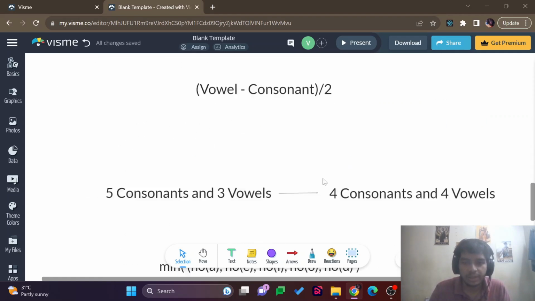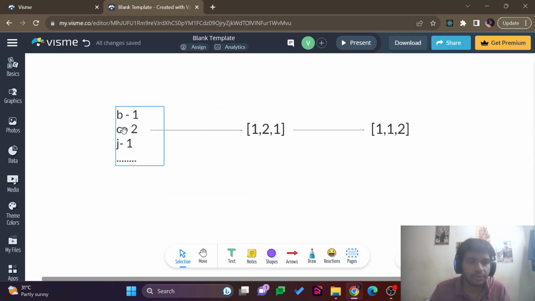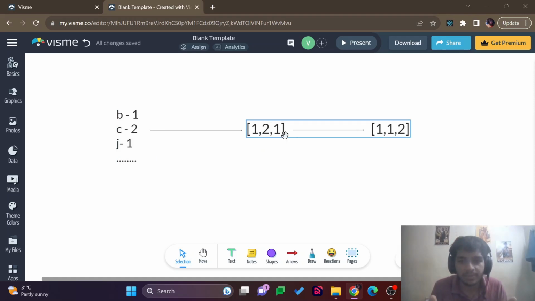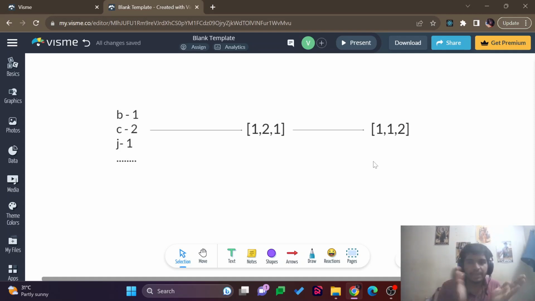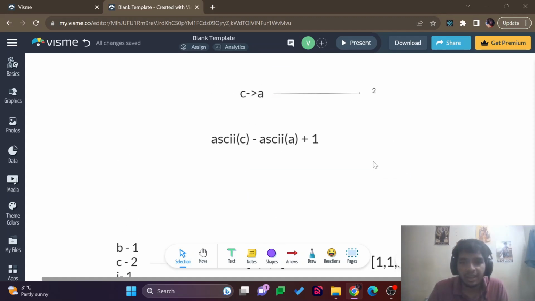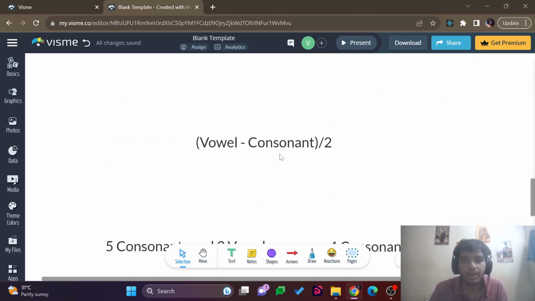So therefore, we just take the values and then append them to a list. We have got 1 comma 2 comma 1. What we need to do now is sort them. If we sort them, we get 1 comma 1 comma 2. So basically we have written down all the possible operations for all the possible consonants, sorted them, and we now choose only the minimum. Let's say the number of conversions we need to do will be consonant minus vowel by 2. It was vowel minus consonant by 2 for case 2, but for this case it will be consonant minus vowel by 2 because consonant is higher, right?